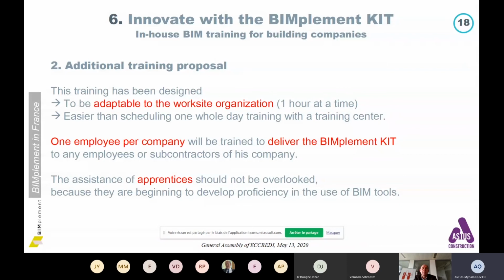And this employee per company will be able to train all operators to use on-site BIM, to use the BIM model on the construction site. And so make it easier to have all employees and subcontractors use the BIM model and its tools.